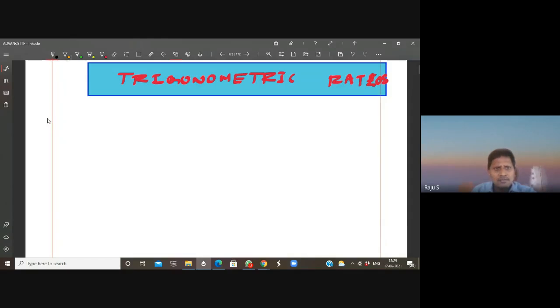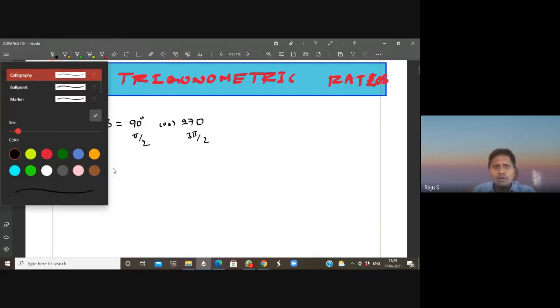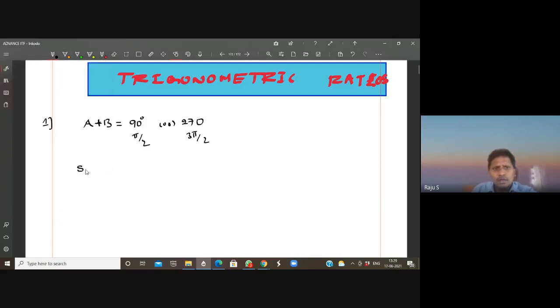Different conditions are there. First point I'm taking as when A plus B, the sum of two angles, A is an angle, B is also an angle, then the sum of two angles will be 90 degrees or 270. That is pi by 2 or 3 pi by 2. Can anyone tell what is the value of sine square A plus sine square B?